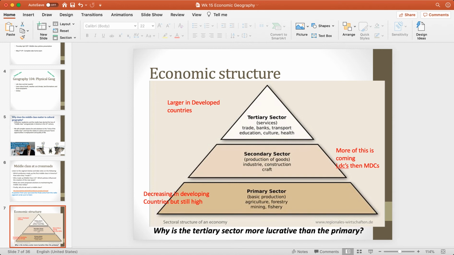Those things. So primary sector, it's decreasing in developing countries, but it's still high. A lot of their jobs come from things that are grown, things that are from the sea, things that are in the ground. In manufacturing or the secondary, more of this is coming from less developed countries than more developed countries since the 1970s. So think about some of those in-between countries, India, China, Mexico, places like that. And then developed countries like the United States, Western Europe, East Asia, a lot of them have their jobs in services or the tertiary sector.